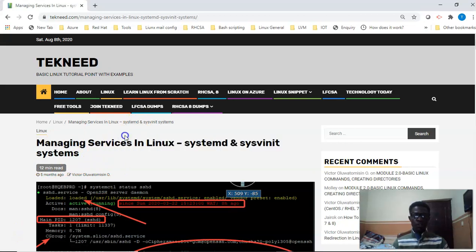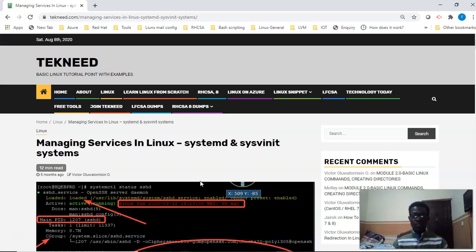Today we're going to continue with our course and we're going to be looking at managing services in Linux. Managing services in Linux is one of the important tasks of an administrator. You need to learn about what services are. You need to learn how to start, how to stop, enable and disable services in Linux. But before we continue, let us look at what systemd and sysvinit are.